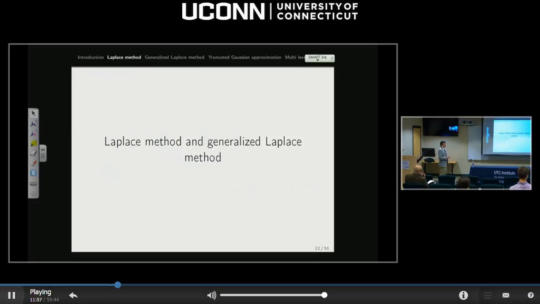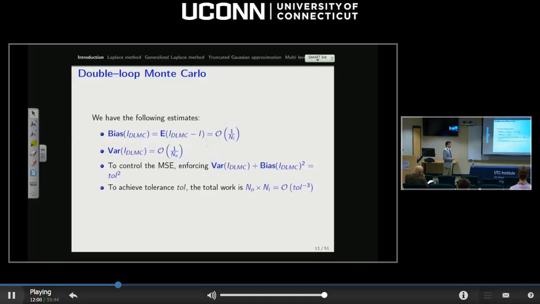Can you please elaborate a little bit on the previous slide? How did you achieve that conclusion? Because you have to control both, right? If you divide the total tolerance into half and control the bias and the variance, you find the relationship between the tolerance and Ni and N naught. And the total work is N naught times Ni, because it's a nested integration, and then you end up with this estimation.